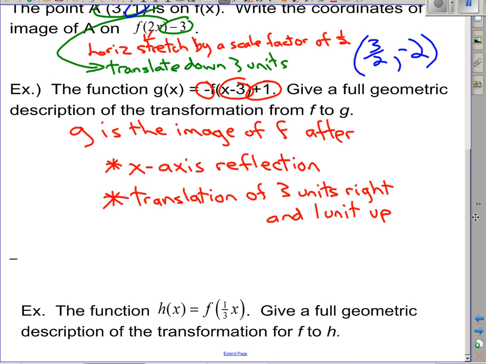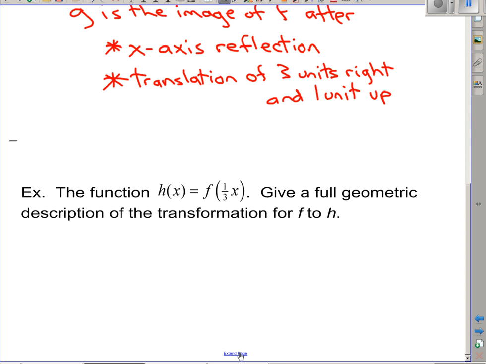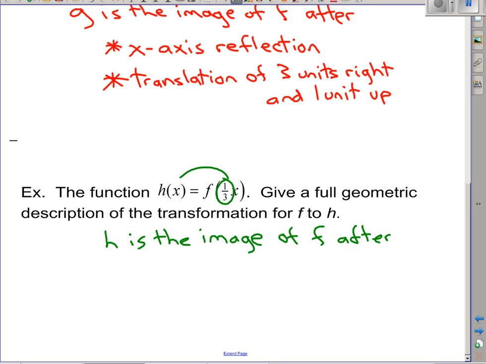The function h of x equals f of 1/3 x. Give a full geometric description of the transformation from f into h. So what's going on here to turn f into h? Well, we've got this 1/3 in front of the x. So h is the image of f after 1/3 beside the x, so we're talking about a stretch, a horizontal stretch.